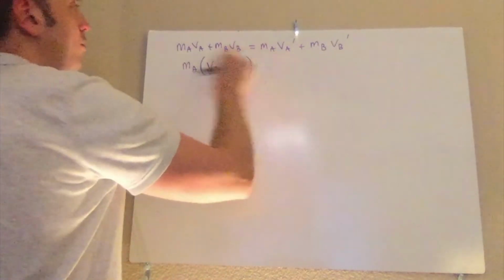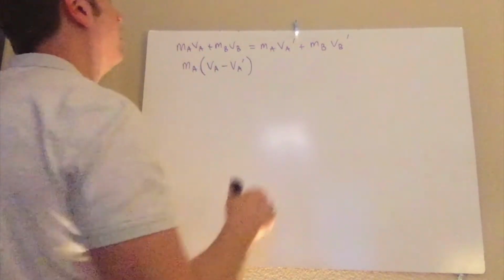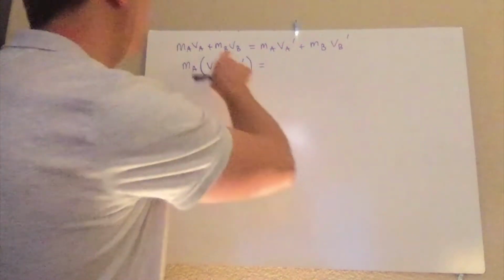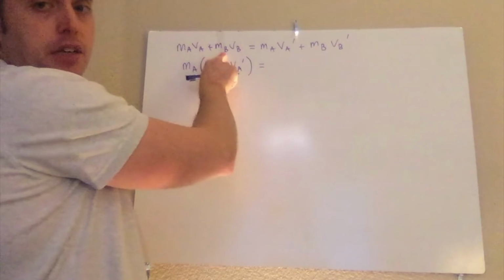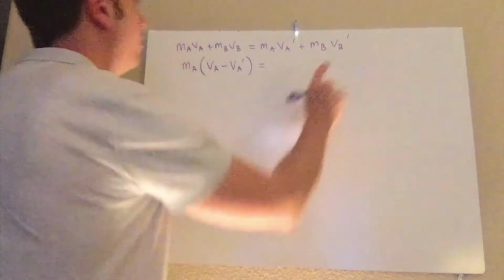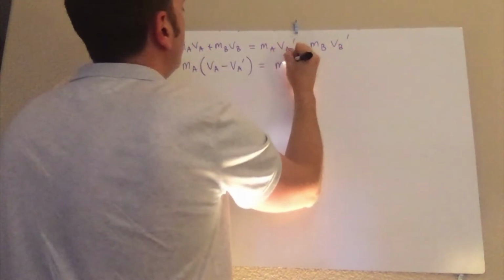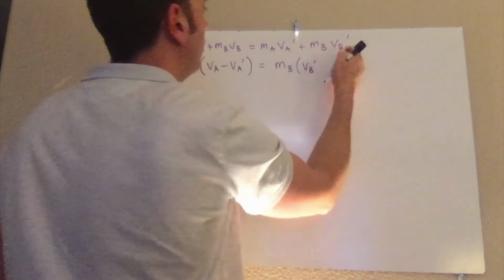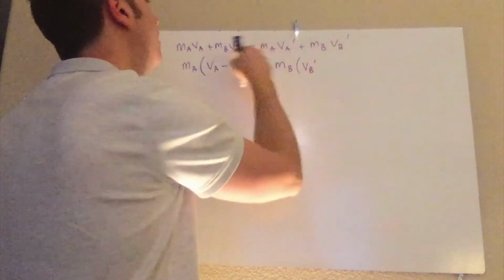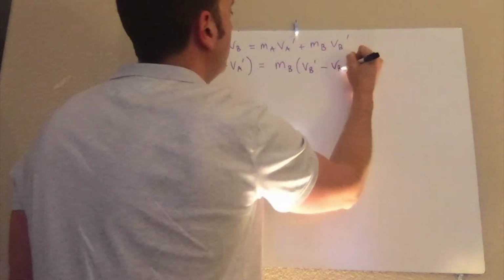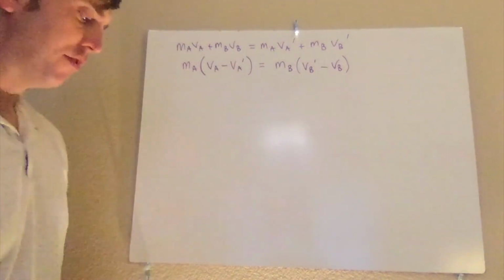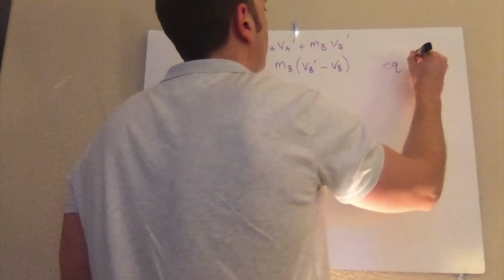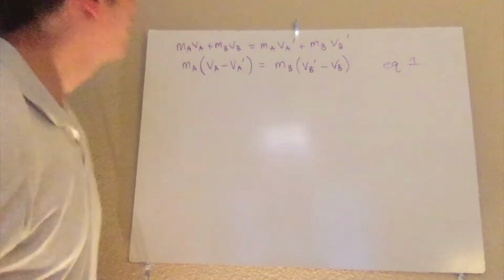Okay, so I moved all the A terms to the left side like I said. I also want to move all the B terms to the right side, which means I'm going to have to take MBVB and subtract that from both sides to move it over here. So that's what is going to give me MBVB prime, because that's a term that's already here on the right side, minus VB when we, again, subtract that term from both sides. Let's call this equation 1. And then let's keep going.